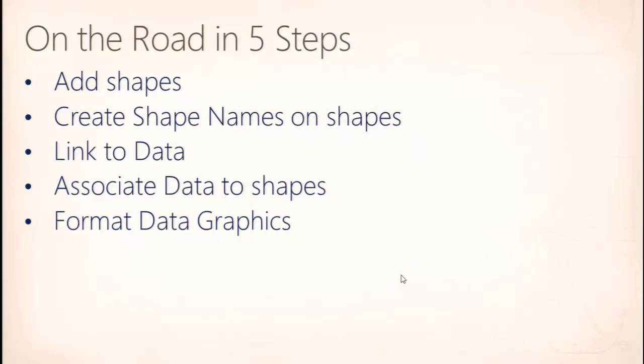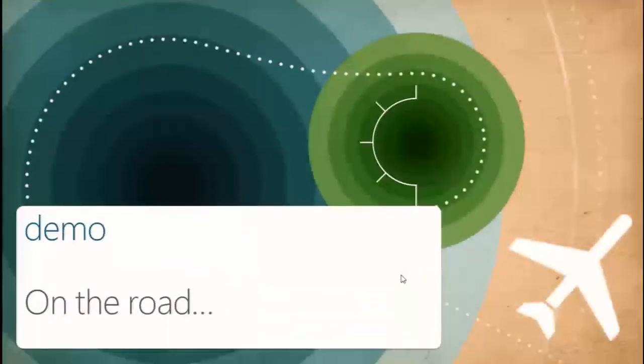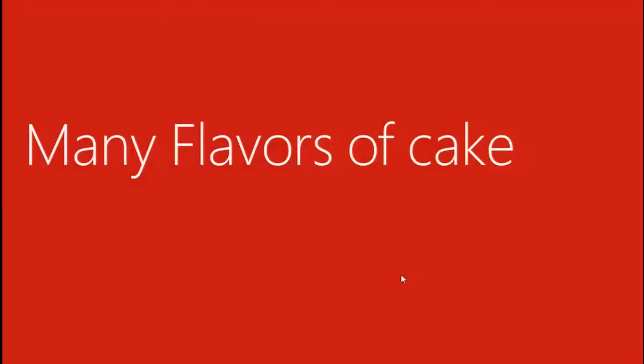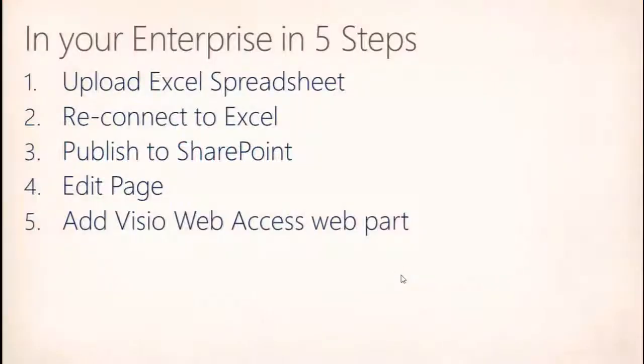So let me do the prerequisite flip over, the prerequisite advance. That's what we just did. There are many flavors of cake. We just showed you on the road. We're now going to bake a slightly different cake, and that is in the enterprise. And these are the 5 steps inside the enterprise. So it's exactly the steps that you did on the road in order to create the diagram, but there are 5 additional steps that you need to do in order to get it hosted within SharePoint and have it be enterprise ready, a single source of truth.